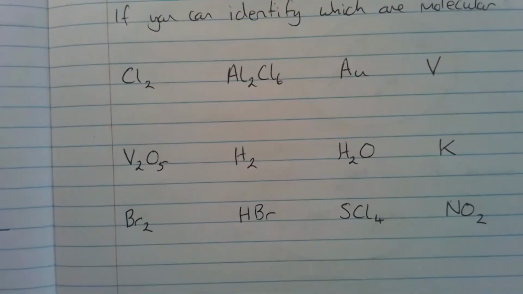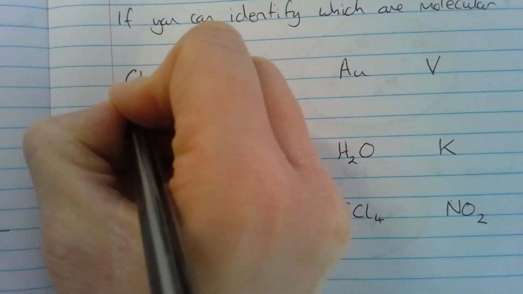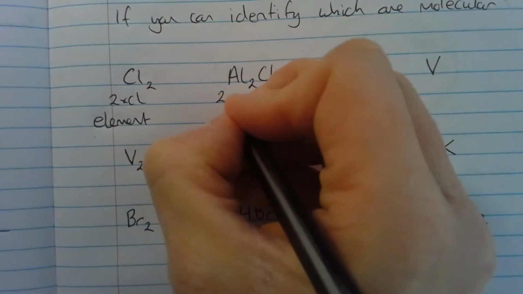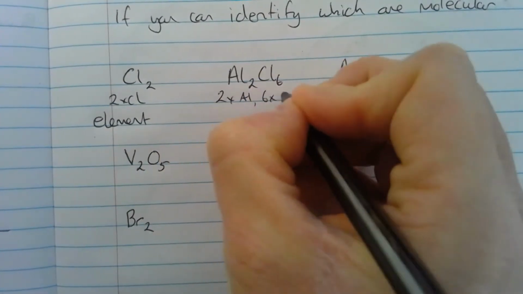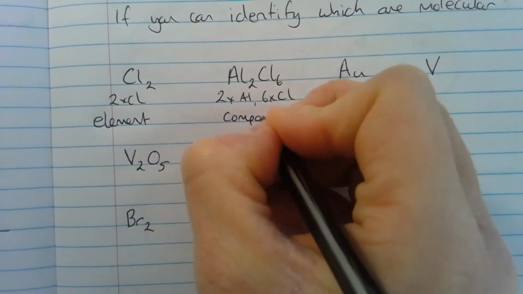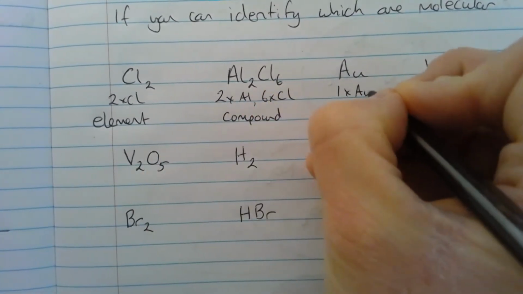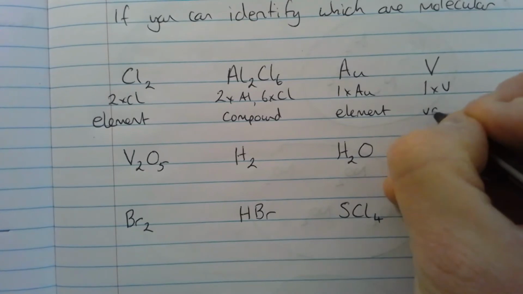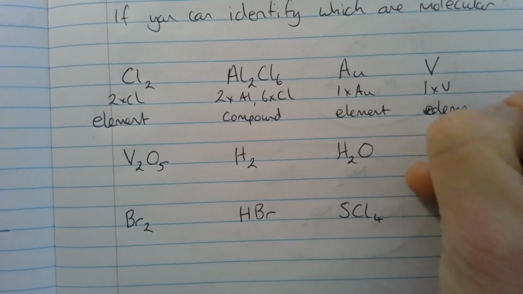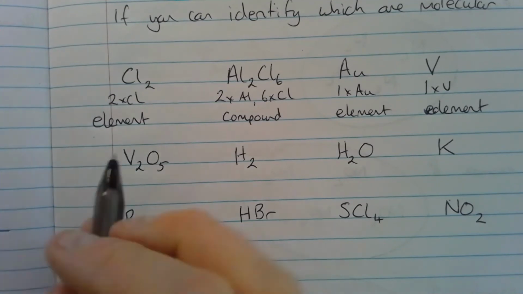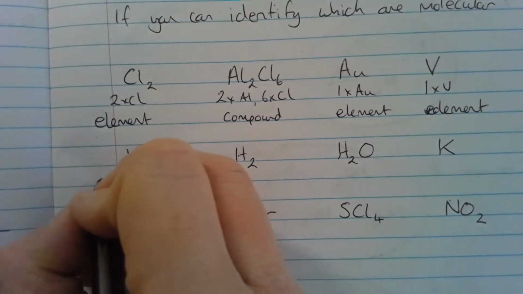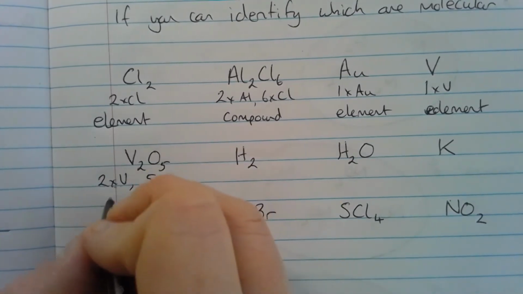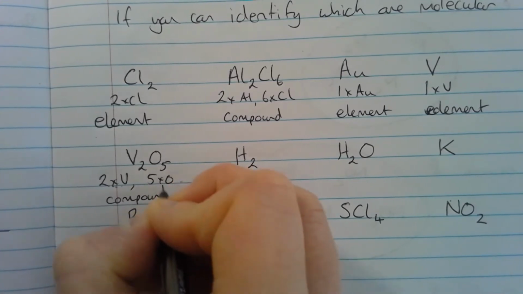Okay, so let's go over the answers. Hopefully we should have identified 2 times chlorines, therefore this must be an element because they're both the same. This one here, 2 times aluminiums, 6 times chlorines, which means this must be a compound. This is just 1 times Au, which is the symbol for gold, which means this must be an element. This is 1 times V, the symbol for vanadium, so this must be an element. This here is vanadium oxide, 2 times V's, 5 times O's. They're both different, therefore this must be a compound.